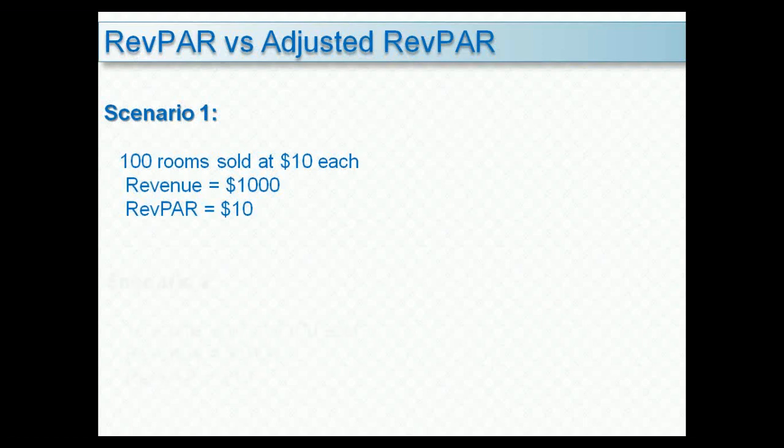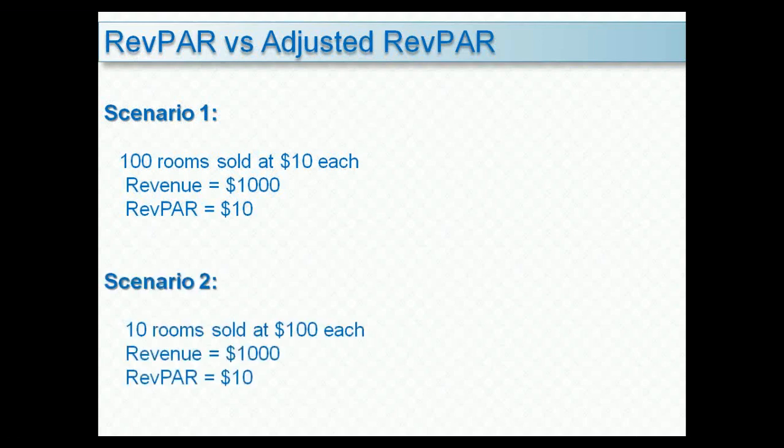Revenue is $1,000. RevPAR in this case is $10. In scenario 2, we have the same 100 rooms in the hotel, but only 10 rooms are sold at $100 each. Revenue is $1,000 and RevPAR is the same $10. Now the question is, if RevPAR is the same in both cases, then why do we have a feeling that the second scenario is much more profitable for the hotel?